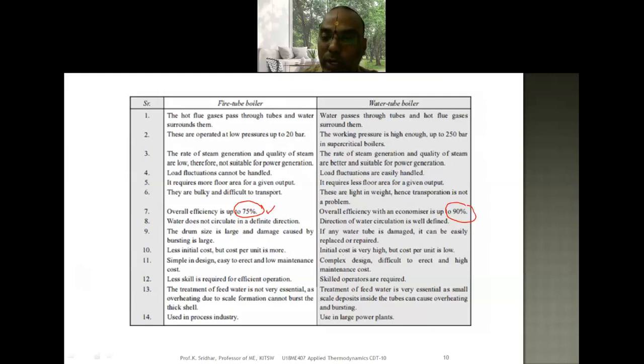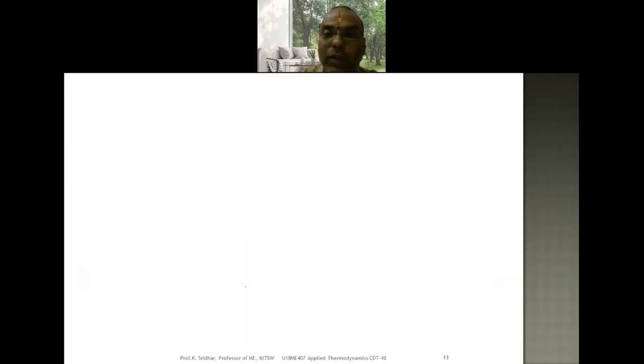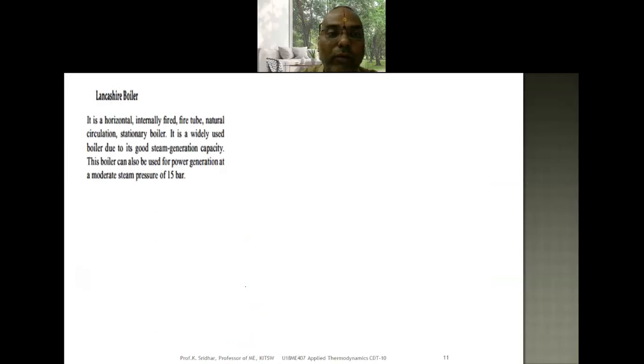Just now I told you that water tube boilers are used in very large thermal power plants, whereas fire tube boilers are used only in process industries like textile industries, sugar industries, and rice industries. Like this, we are able to classify the fire tube as well as the water tube boilers. So let us deal with the important fire tube boiler, the Lancashire boiler. The Lancashire boiler is horizontal, internally fired, a fire tube boiler, a natural circulation boiler, and a stationary boiler. So far we classified the boilers according to various points.